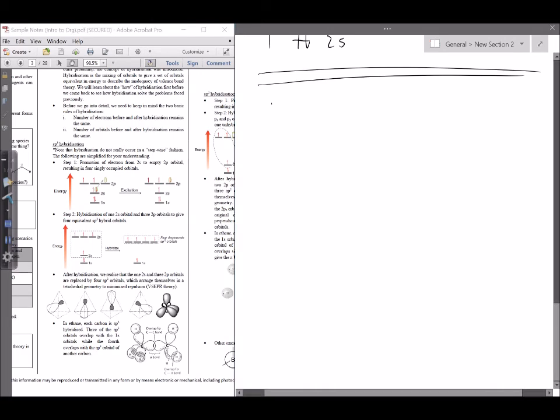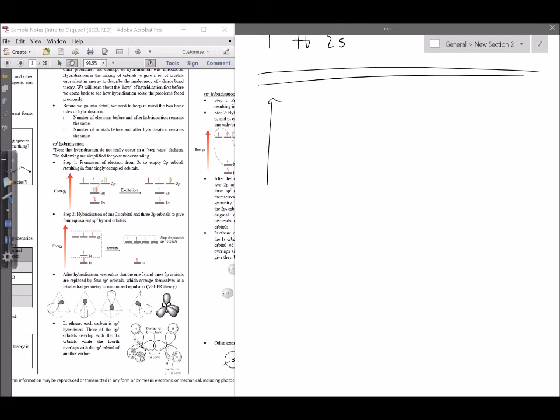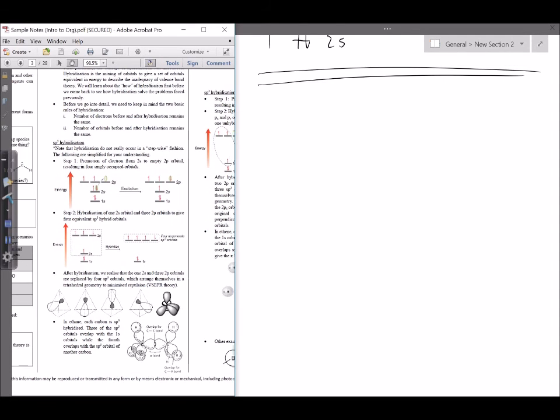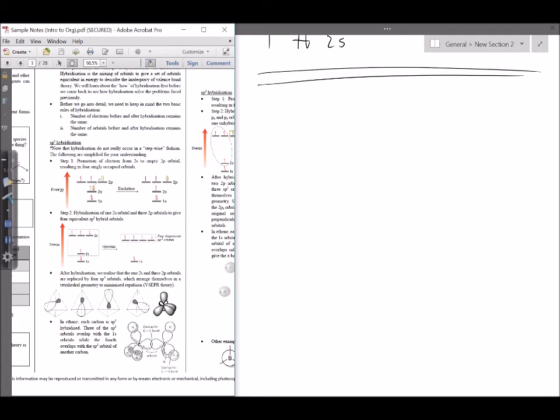Now for hybridization, there are mainly two steps. First step is the promotion of an electron from 2s to an empty 2p orbital, resulting in 4 singly occupied orbitals. You can see from the diagram here that one electron is promoted from the 2s to 2p. So now in total you should have 4 orbitals with a single electron. That's the first step. Second step is the hybridization of one 2s orbital and three 2p orbitals to give 4 equivalent sp3 hybrid orbitals.